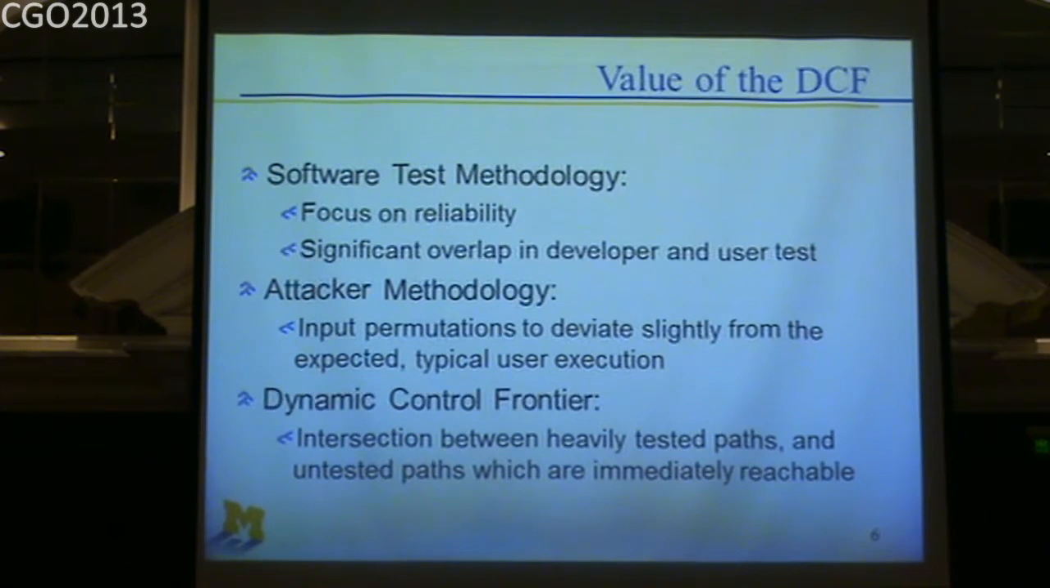Now, similarly, an attacker will generally execute an application similarly to an ordinary user. However, they will provide slight permutations of input to cause slight but expected deviations from the typical control flow of ordinary users. What the dynamic control frontier is, is the intersection between heavily tested paths and untested paths, which are yet immediately reachable.